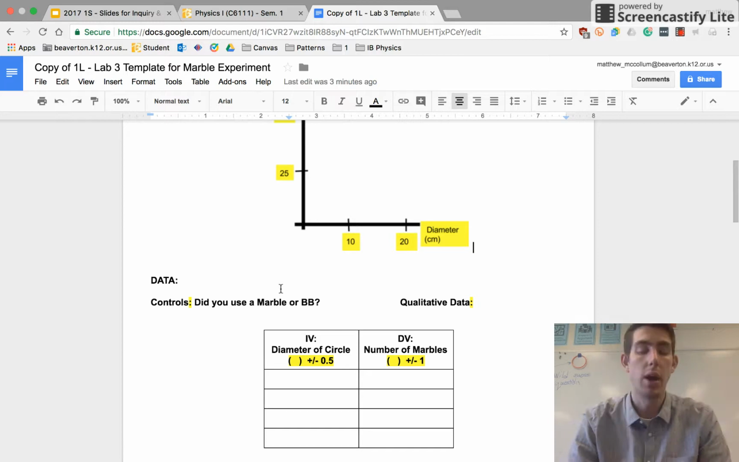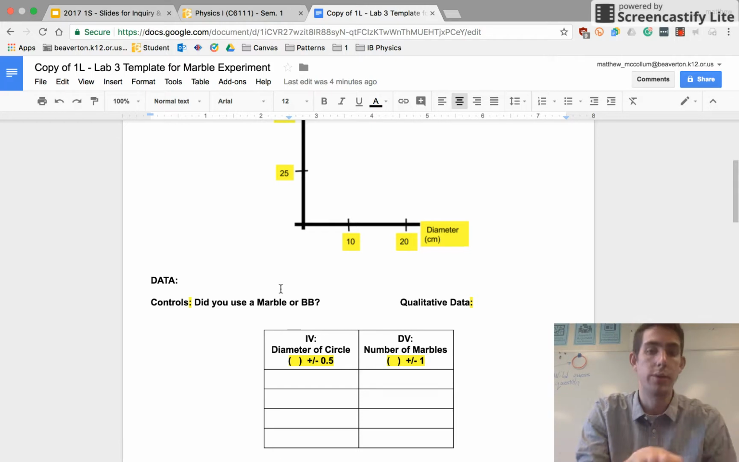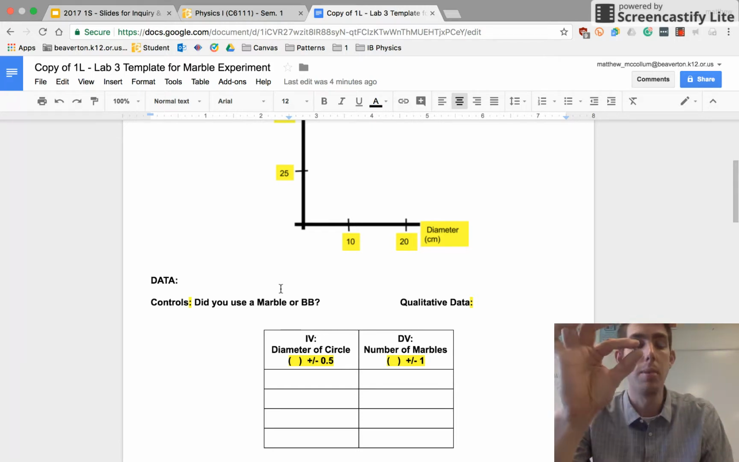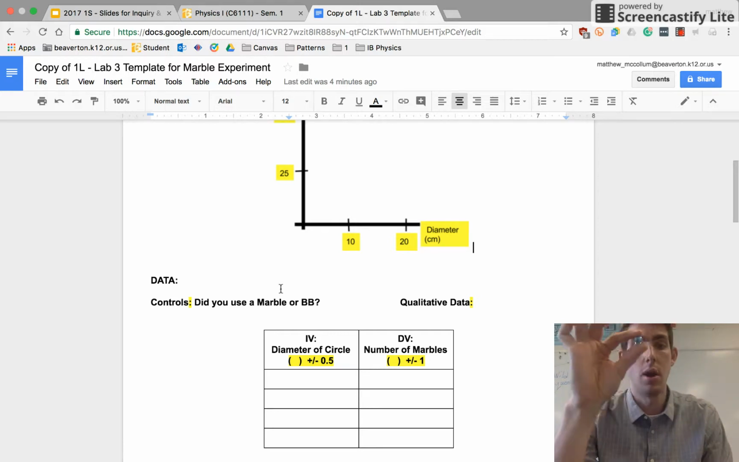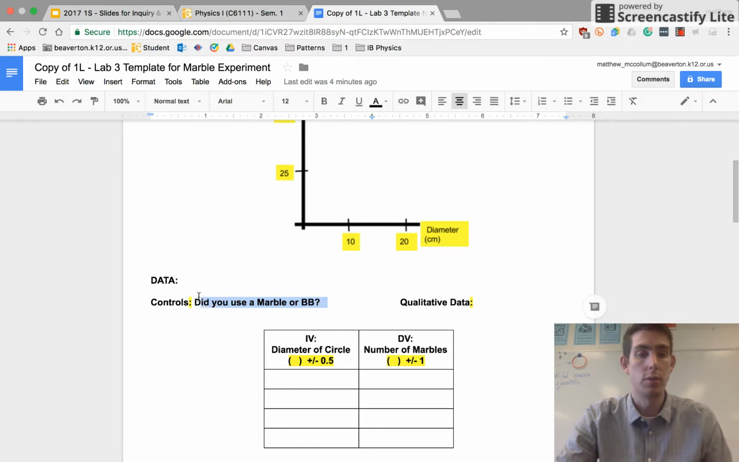So as you're walking in, if your group is the group that's closest to the entry door, I'm going to have you use these metal BBs. Okay, so only one group will be using the metal BBs. That's the group closest to the door. Every other group will be using the marbles. So if you would go ahead under controls, write down whether you used marbles or the BBs.